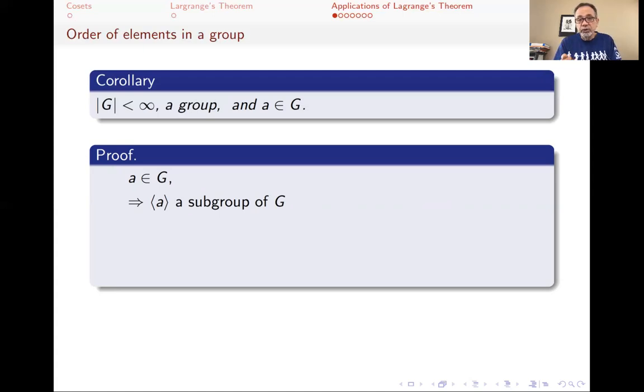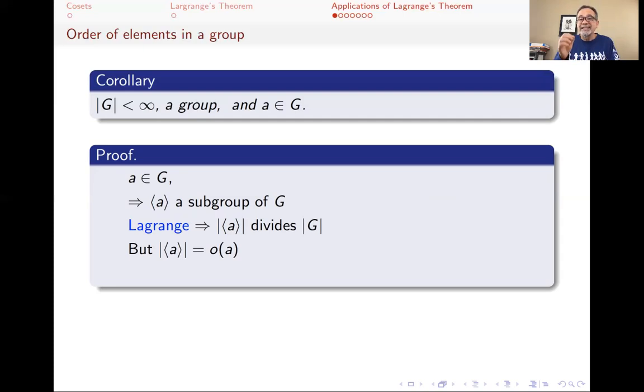You go in the group, take A, and throw in everything you need to make a subgroup. So you need identity, for example, and you need all the powers of A, positive and negative powers of A. But Lagrange's theorem says that if this is a subgroup, its order must divide the order of the group. But the order of the subgroup generated by A has another name.